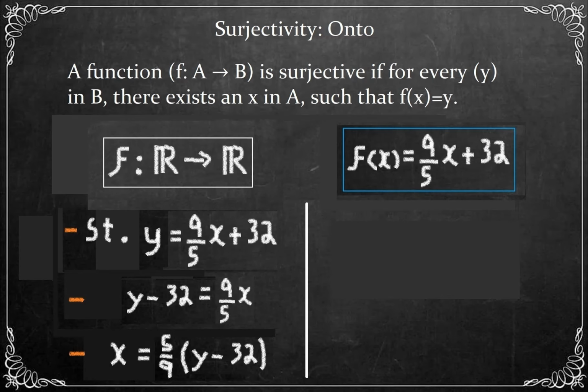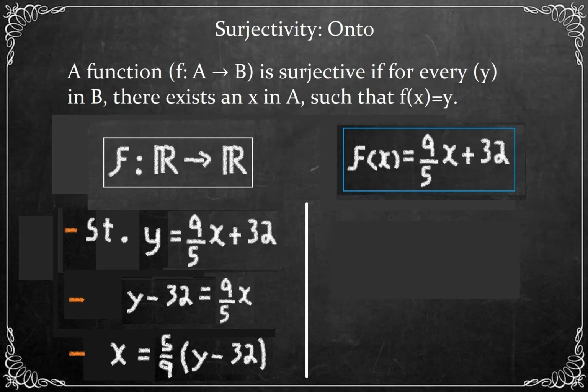Now we want to express x in terms of y. First, subtract 32 from both sides, then multiply each side by 5 over 9, which returns x equals 5 over 9 times y minus 32. See that? Consequently, we found an expression for x.